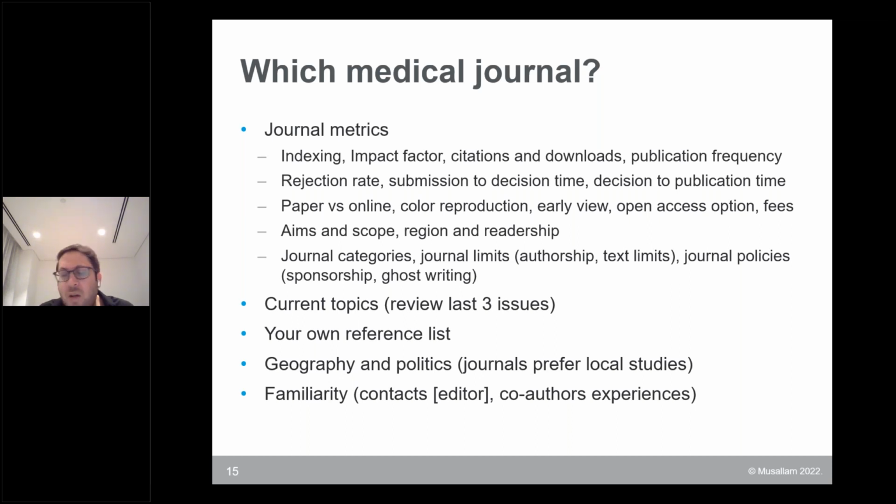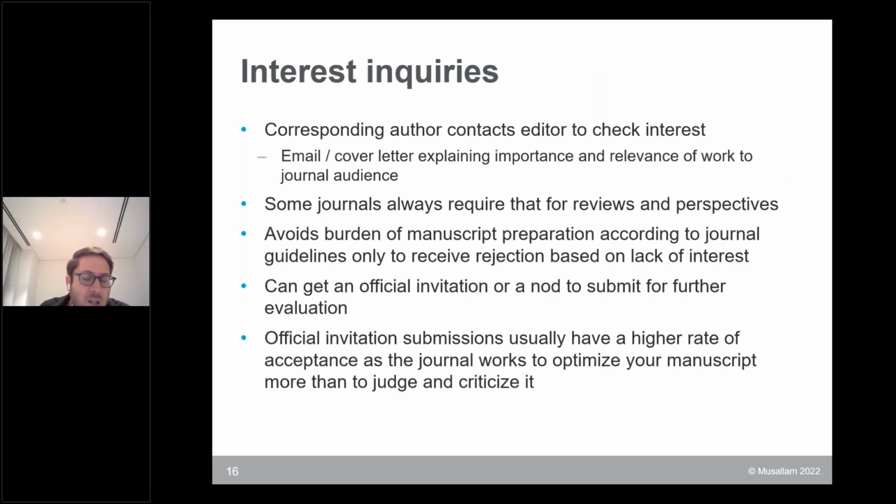Again, familiarity, you start knowing from your colleagues that, oh, this journal is always rejecting our work for some reason. Let's not blame them for anything or any bias, but just, you know what, let's just forget sending there. So you start familiarizing yourself the more you do that. The last thing in this part that I would go over is to talk about interest inquiries, which is something that I recommend everyone to do, because it saves a lot of time.